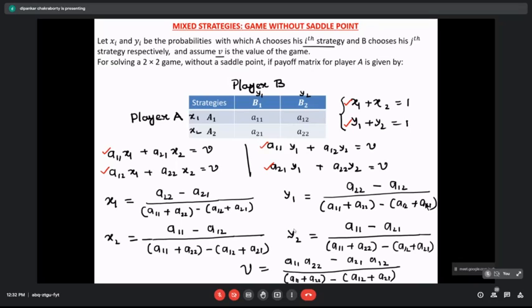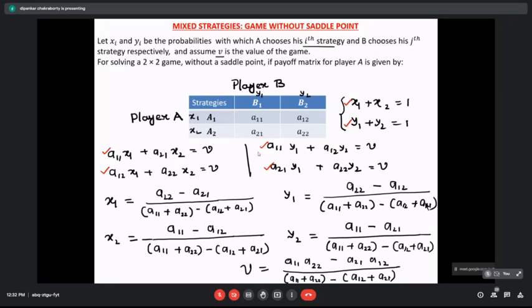Now, the problem with this kind of problem, where the game does not have any saddle point, is that we can find the mixed strategies only for a 2x2 game, because it is easy to find. If you want to find mixed strategies for a game where the payoff matrix order is more than 2x2, it is very difficult to do.